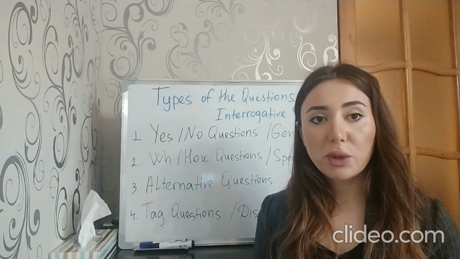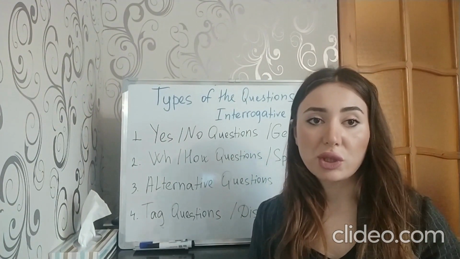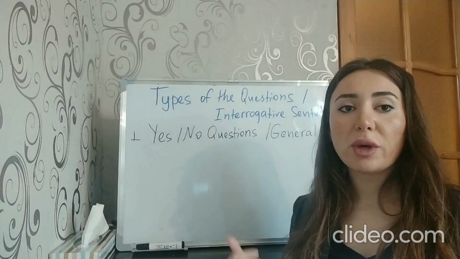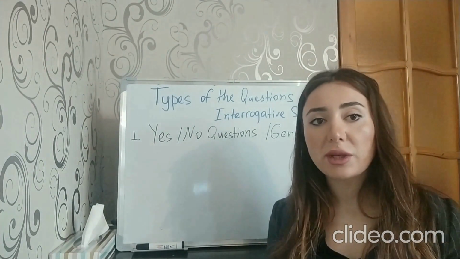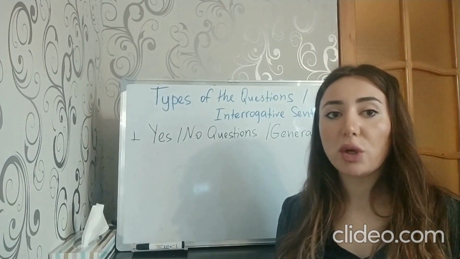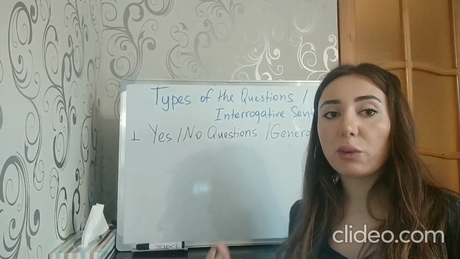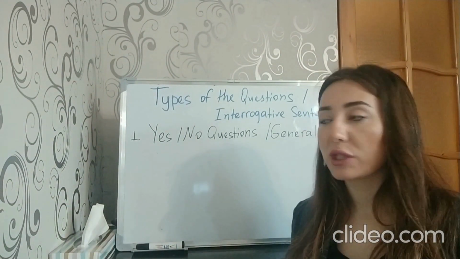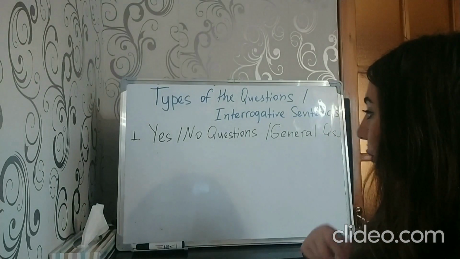Now let's go deeper to see the differences between these question types. Yes-no questions, or general questions. This question type refers to the whole sentence and requires the answer yes or no. Therefore, we call this question a general question or yes-no question. Let's see the example.